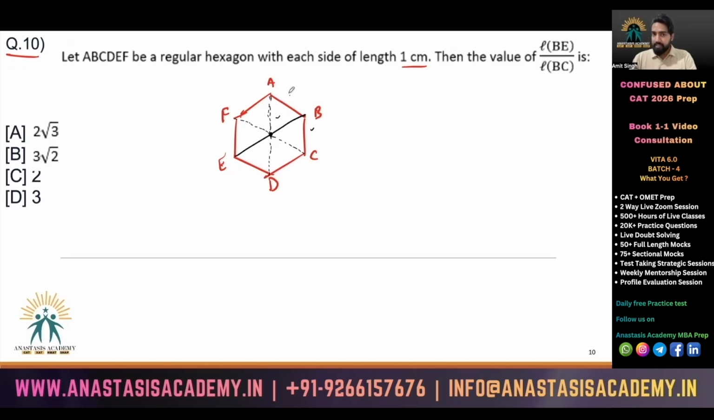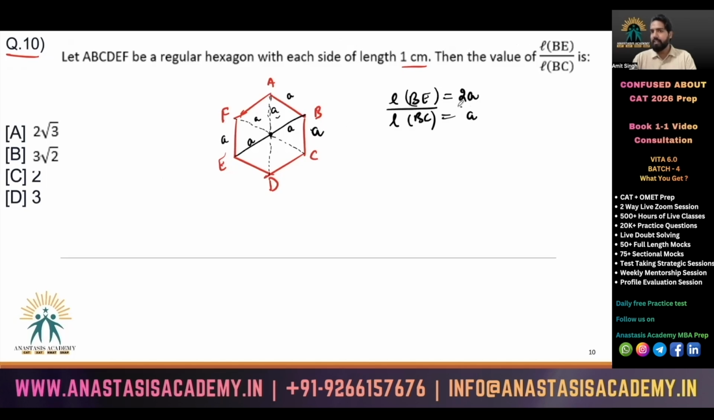Right? So if this side is A, this would be A, this would be A, because these are equilateral triangles. If this is A, this would be A, this would be A, right? So this length of BE would be 2 times A, right? And BC is your side only. It would be A. So length of BC would be A.